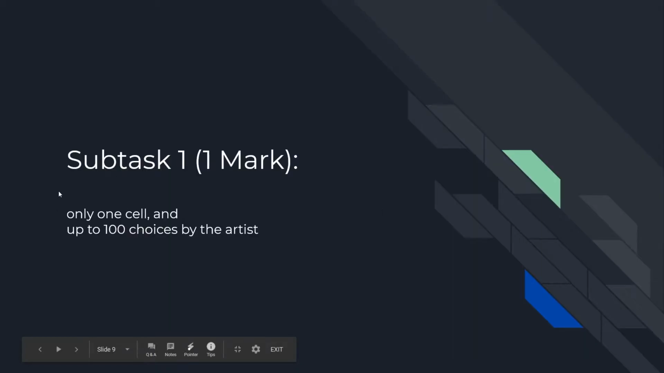All right, so now we're going to start off with the first subtask, and this subtask is worth 1 mark. We're going to have to keep track of 1 cell, and there's going to be up to 100 choices by the artist on which rows or columns they want to paint.